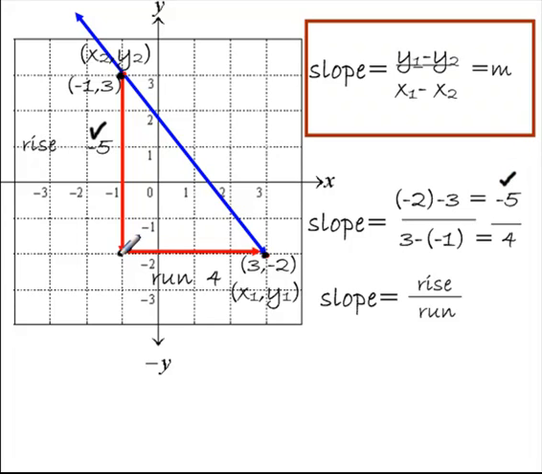Now, once I get to this point, I want to move to the right to 3, -2. I'm moving 1, 2, 3, 4 units, and since I'm moving to the right, the run would be +4. So that's the rise over the run. And the slope of this line, again, as we saw before, was -1.25. So we've seen a positive slope and we've seen a negative slope. Let's take a look at a horizontal line.